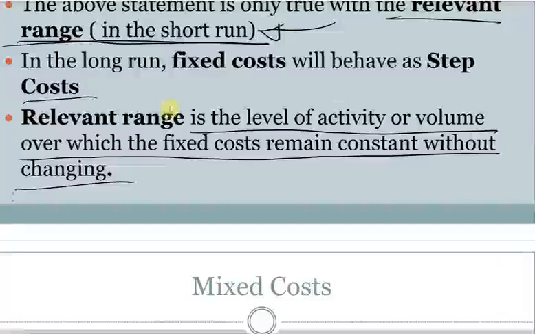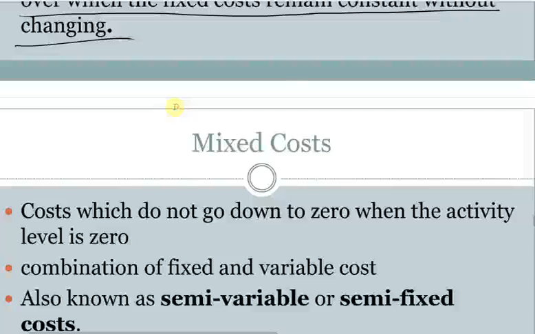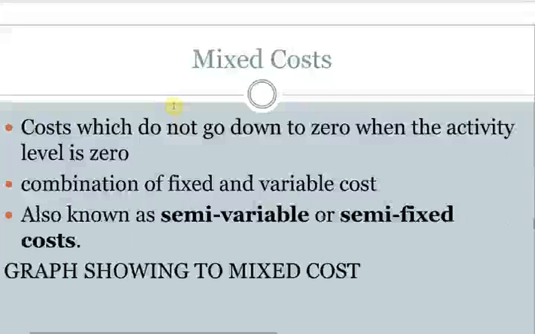So in the next video, we'll look at mixed cost and how they behave and how to separate this mixed cost and so on.